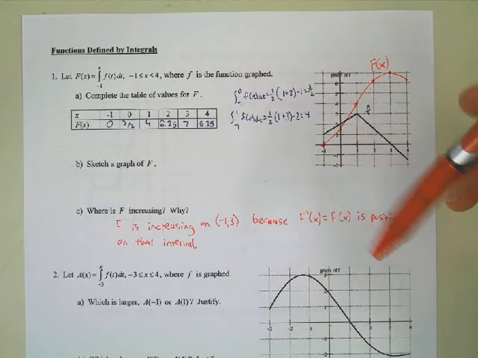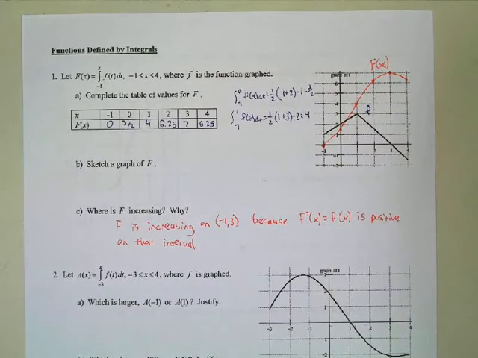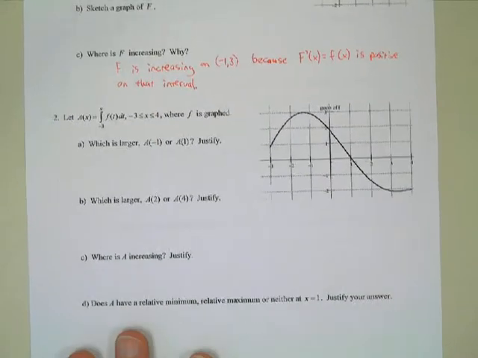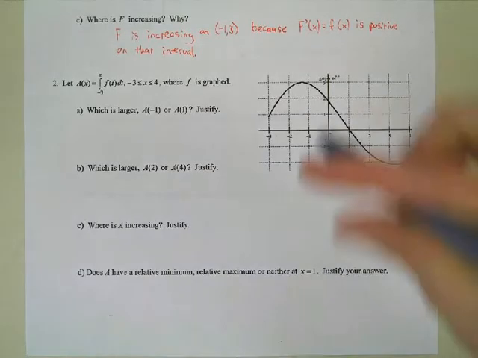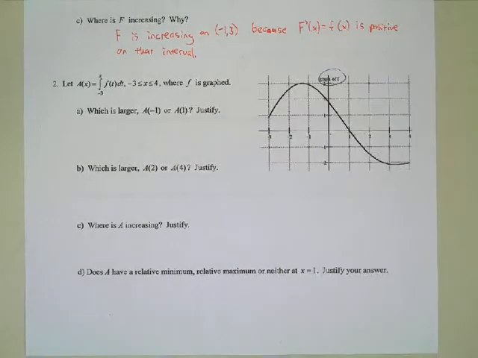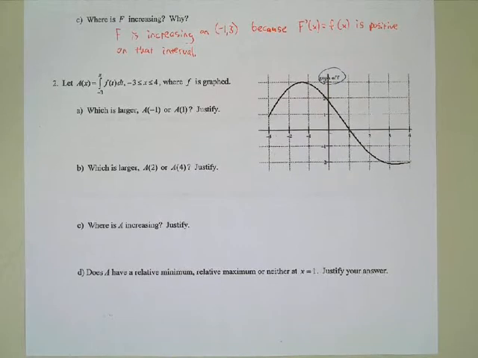All right, let's continue on then. Let's look at number 2. Let capital A of x equal the integral from -3 to x of f of t dt for -3 less than or equal to x less than or equal to 4, where lowercase f is graphed. Again, this is a graph of f. Which is larger, A of -1 or A of 1?